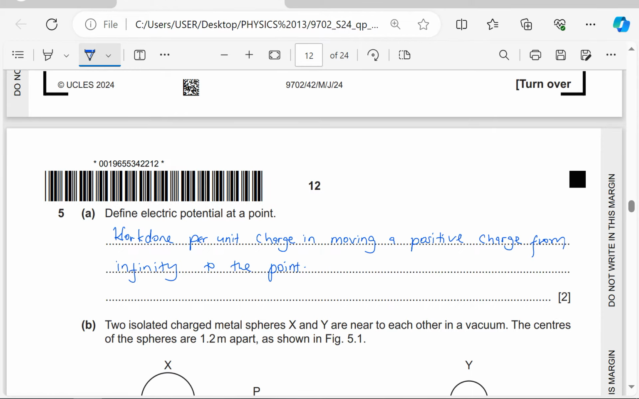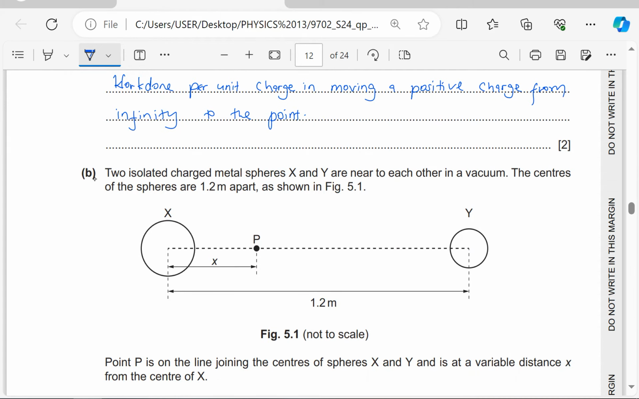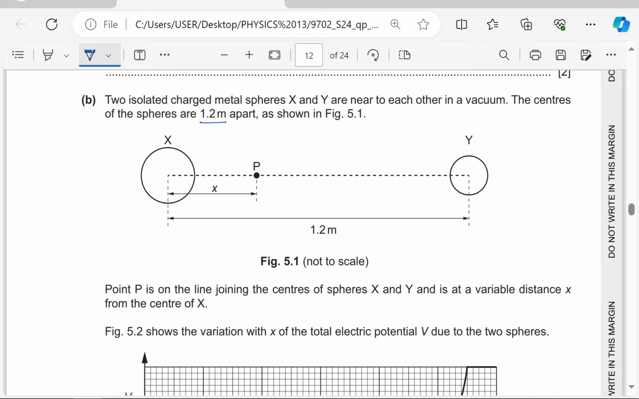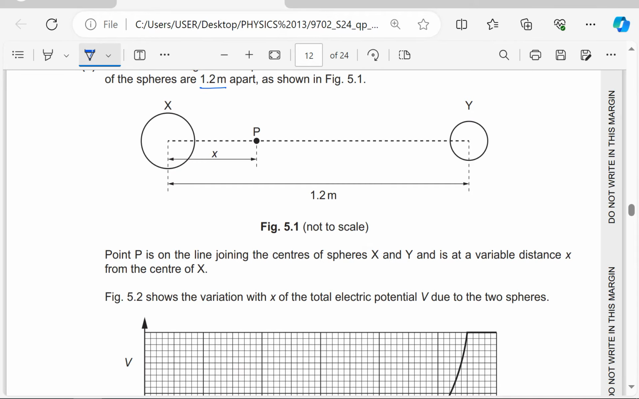So that is electric potential. Two isolated charged metal spheres X and Y are near to each other in a vacuum. The centers of the spheres are 1.2 meters apart as shown. Point P is on the line joining the centers of the spheres X and Y and is at a variable distance x from the center of X.